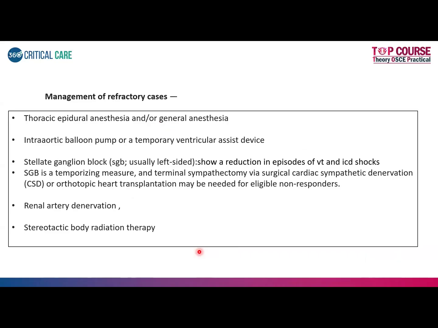Refractory cases are managed by thoracic epidural anesthesia, IABP, or any temporary assist device. Stellate ganglion block has been said to be one of the temporizing measures, along with terminal sympathectomy via surgical cardiac sympathetic denervation or orthotopic heart transplant, which may also be needed in case of eligible non-responders. Renal artery denervation and stereotactic body radiation therapy have also been mentioned as potential management for refractory cases.